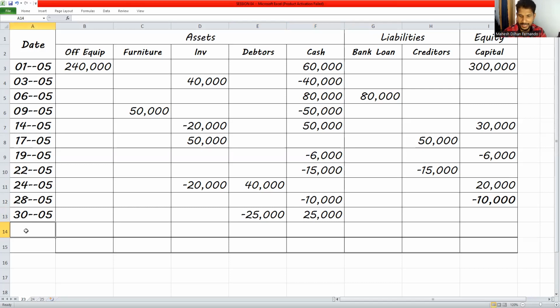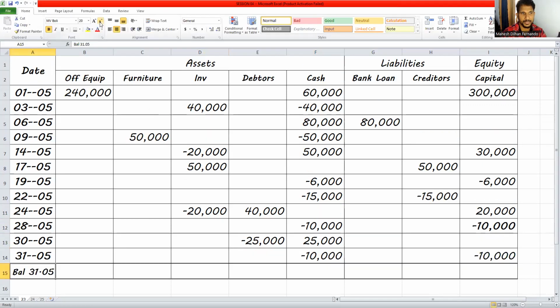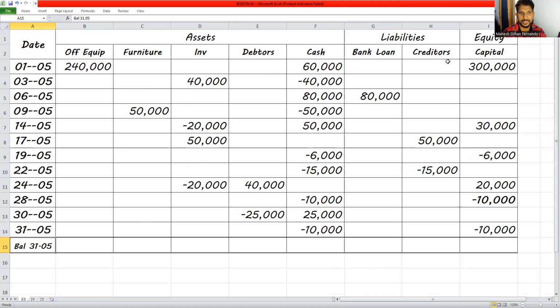The last date is 31st of May. Paid 10,000 as salaries. Cash minus 10,000. It's an expense. It's salaries, an expense deducted from the equity. Right. Let's get to the final balances. Balance as at 31st of May.